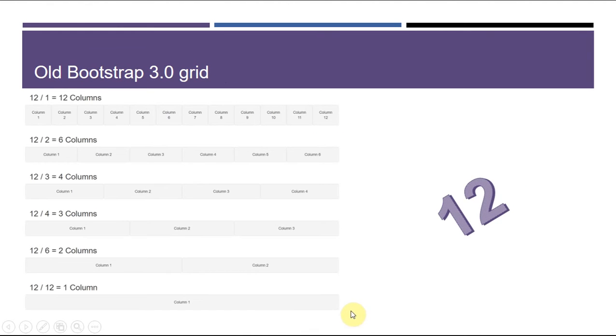So let's look at the old Bootstrap frequency grid. It's a 12-based grid. You can achieve some fixed number of screen divides. Actually, it can divide into 1, 2, 3, 4, 6, and 12. But in Bootstrap 4, they go beyond some limitations.